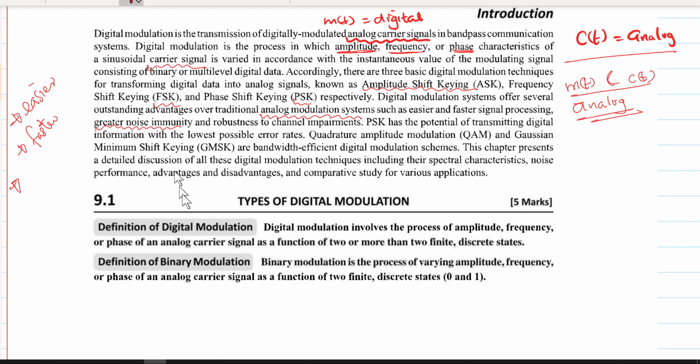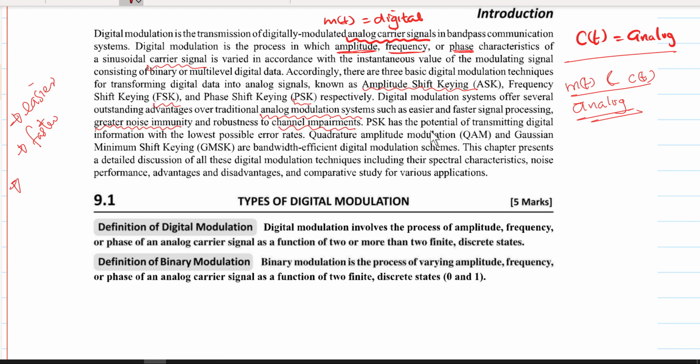The other thing is that it provides greater noise immunity and robustness to channel impairment. So clearly, when the channel introduces errors or noise, the digital modulation scheme will be more resilient, and therefore we are still going to be able to receive the intended message at the receiver or at the sink end.